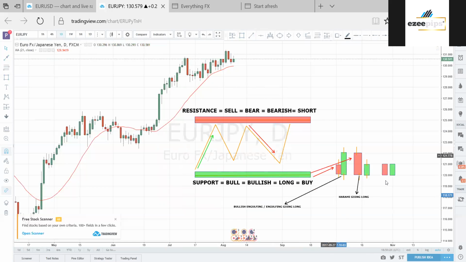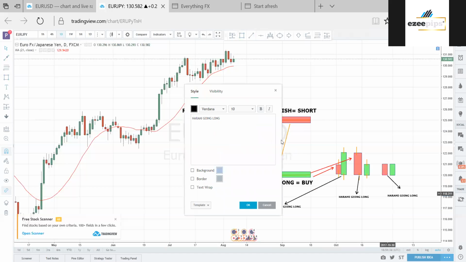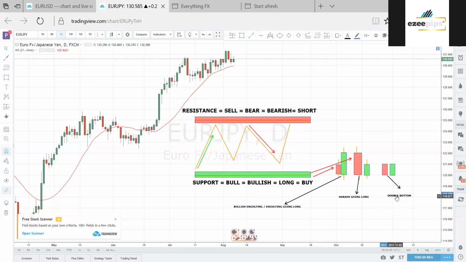Then you call this guy here a double bottom. So if you see any of these candles at a level of support, it means you must what? It means price is going where? Price is going up.